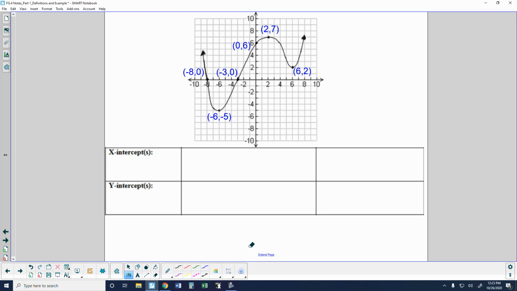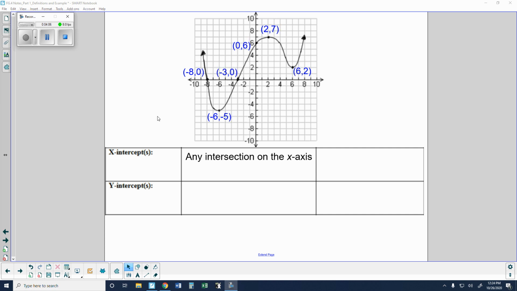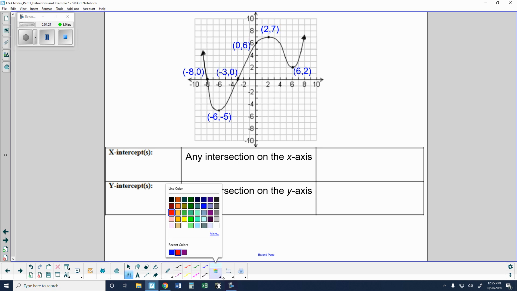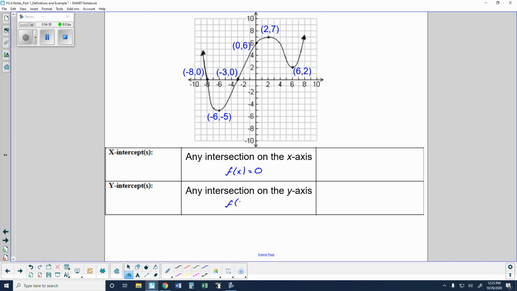The x and y intercepts. We've seen these before already this year, and you should be familiar with them as well. So the x-intercept would be any intersection that occurs on the x-axis. And then the y-intercept would be any intersection that occurs on the y-axis. We have also listed x-intercepts and y-intercepts in function notation. So in function notation, any intersection on the x-axis would be where f of x is equal to 0, or the y values are equal to 0. Any intersection on the y-axis would be f of 0, or where the x values are 0.